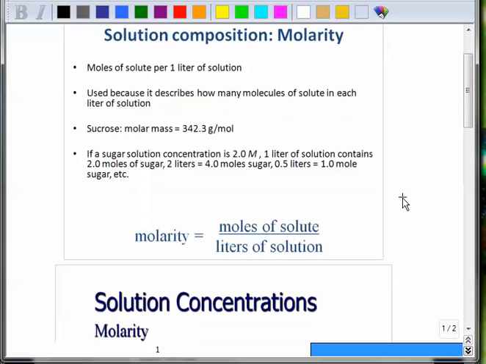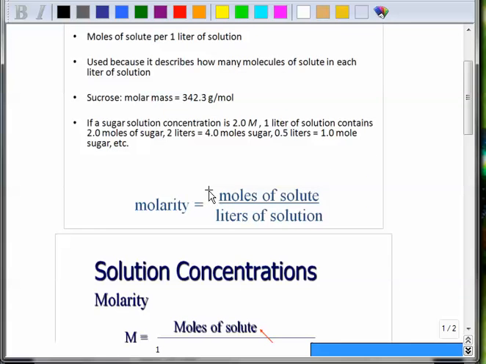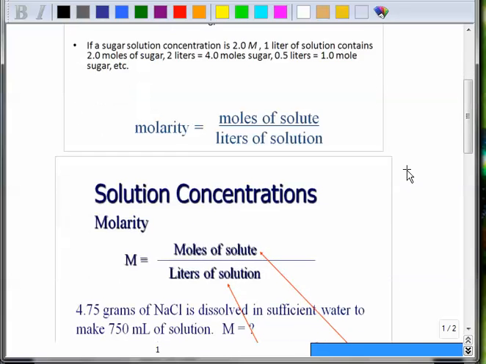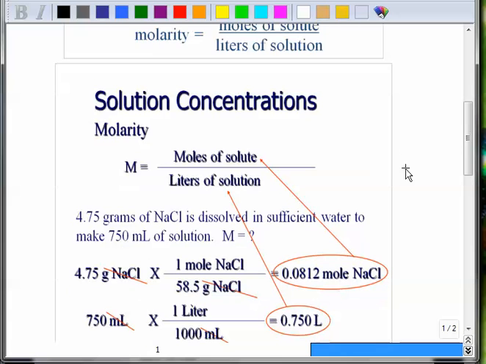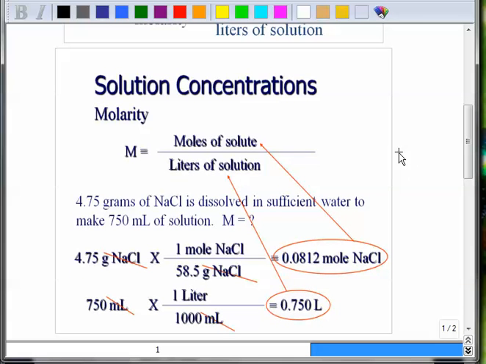So it directly relates the moles of solute to the liters of solution. And so when we calculate molarity, we are going to simply determine the number of moles of our solute and divide that by the volume of our solution in liters. Let's take a couple of quick examples here. Again, it's moles over liters.